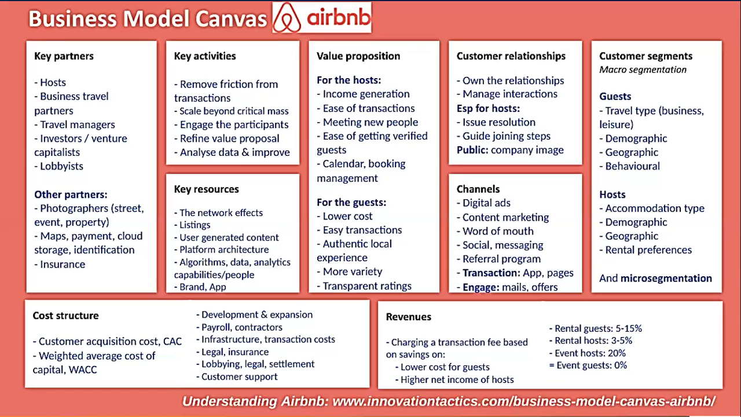And then you look at the customer segments. So here, Airbnb is looking at micro segmentation. They want to give the very, very best personalized deal to the guests: type of travel, business, leisure, demographic, geographic, behavior. See, even in travel for guests, the behavior requirement of the guest is very important.